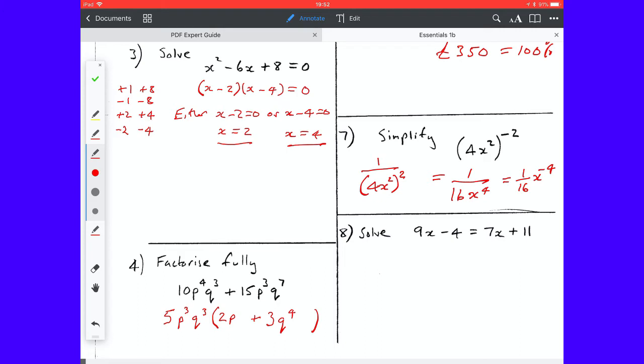Finally, question 8. Solve 9x minus 4 equals 7x plus 11. Bring the x's to the left. 9x is already there. When I bring the 7x across, it changes to minus 7x. Equals, plus 11 is already on the right hand side. I bring the minus 4 across and it becomes plus 4. 9x take away 7x is 2x, equals 11 plus 4 is 15. So x is equal to 15 over 2.